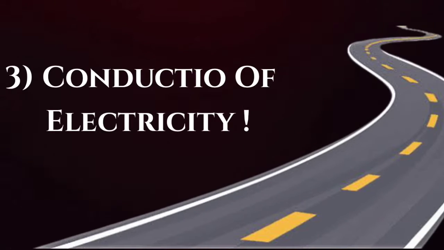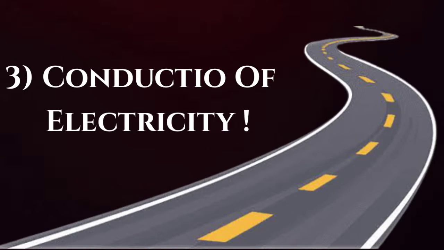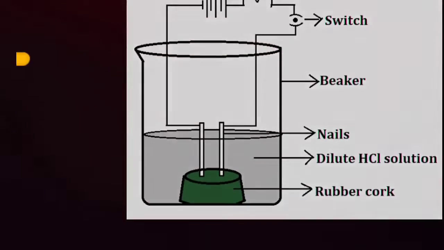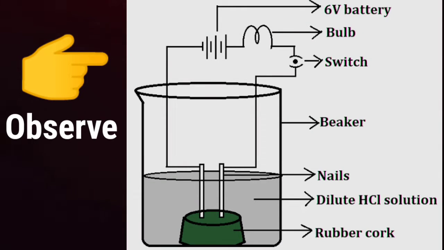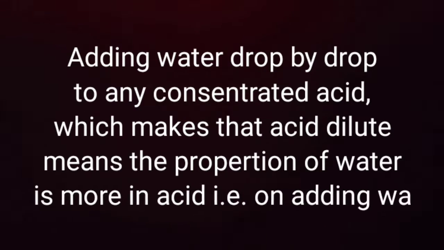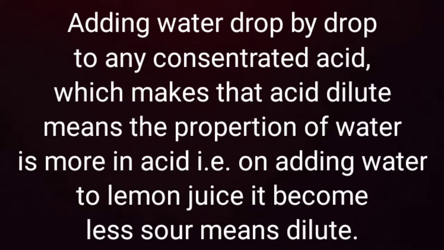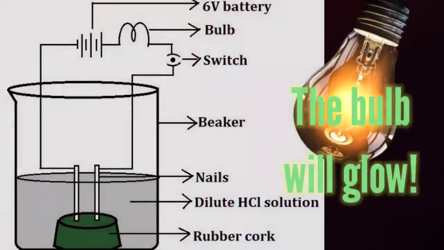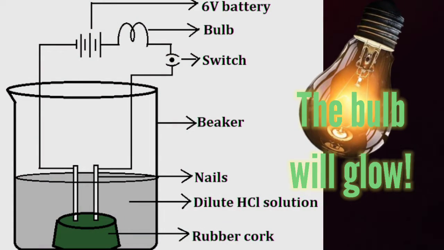And the third physical property of these acids is that all dilute acids conduct electricity. That means, students, when we add this citric acid to the water, we are making the dilute solution of that acid. So now you will think, what is this dilute? Students, dilute means whenever the proportion of water is more in the acid, that is called a dilute solution of that acid. So whenever we prepare the dilute solution of these acids, they are able to conduct electricity through them. That means they allow electricity to flow through them.